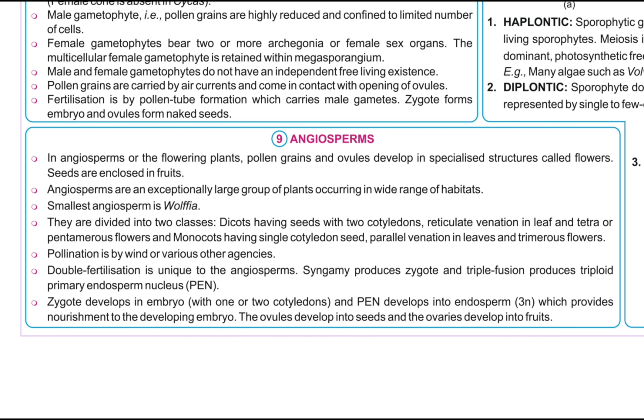Pollination is by wind or various other agencies. Double fertilization is unique to angiosperms. Syngamy produces the zygote, and triple fusion produces the triploid primary endosperm nucleus. The zygote develops into an embryo with one or two cotyledons, and the primary endosperm nucleus develops into the endosperm, 3N, which provides nourishment to the developing embryo. The ovules develop into seeds and the ovaries develop into fruits.